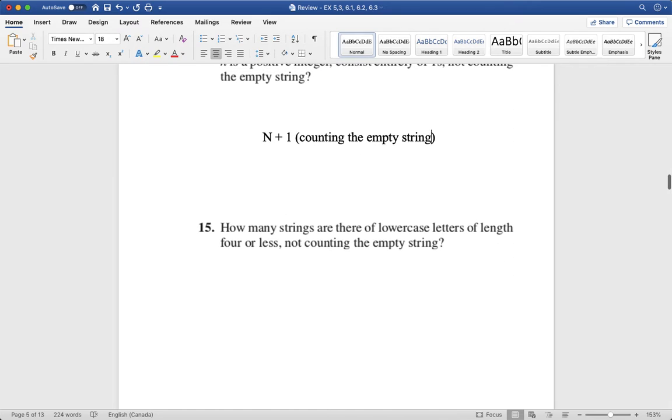Alright, the next one: how many strings are there of lowercase letters of length 4 or less, not counting the empty string? So here we have 475,255 counting the empty string.